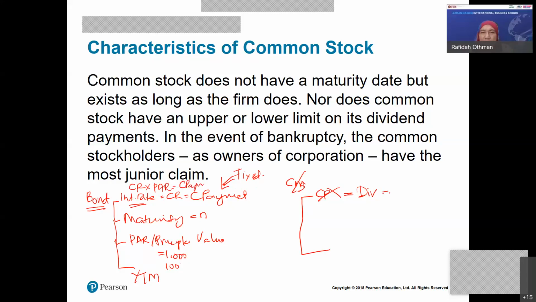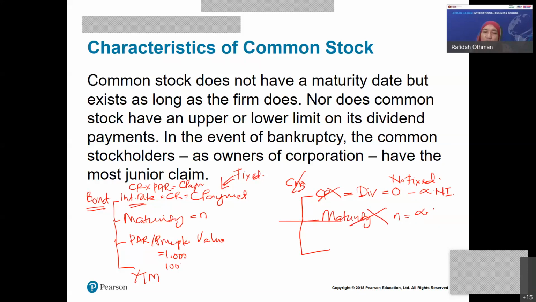For dividends, there is no fixed amount. It can range from 0 to infinity, depending on your company's net income. The second question is, do they have a maturity? They don't have a maturity, so n will be infinity. We don't know when the maturity is.